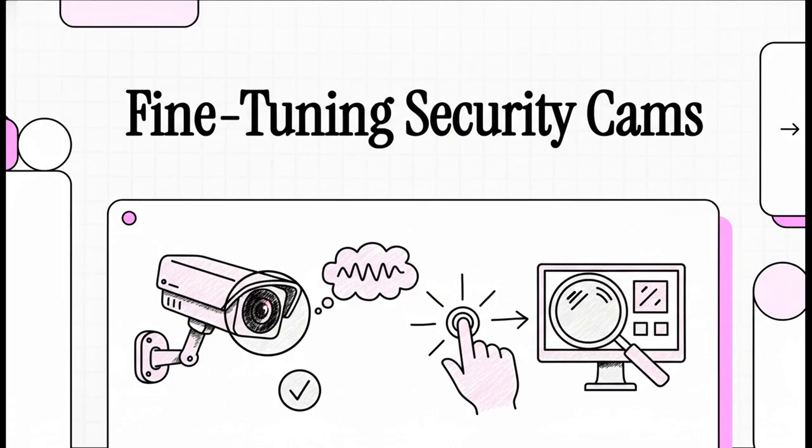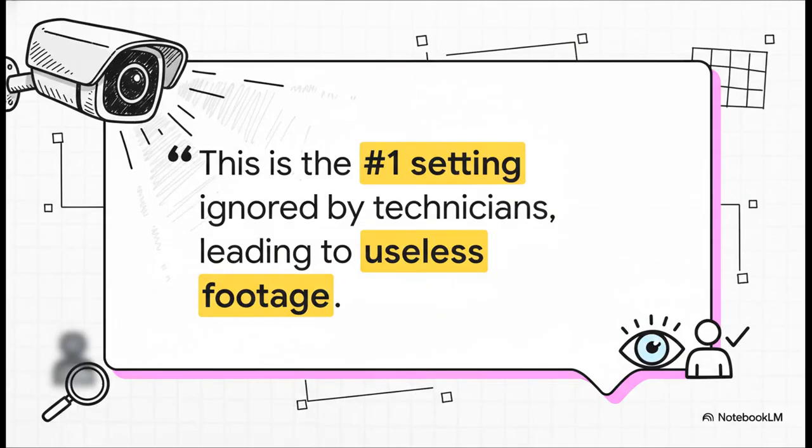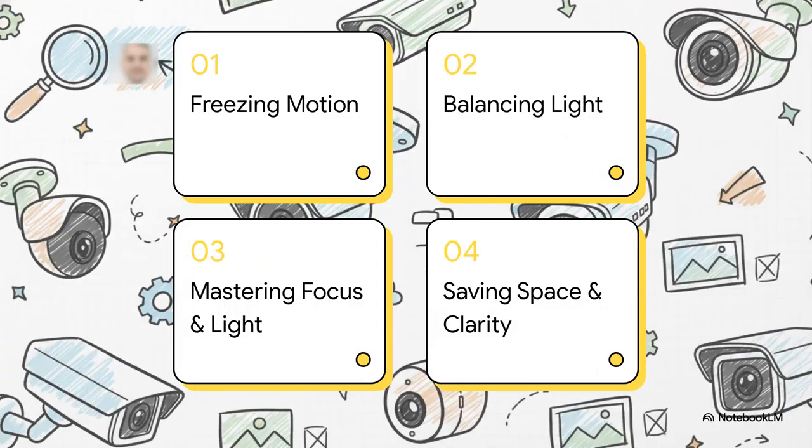In this explainer, we are going to walk through the exact settings you need to change to turn that garbage footage into evidence you can actually use. And here's the crazy part. Security experts will tell you it's almost never the camera's fault. The #1 reason for unusable footage isn't bad hardware. It's because the most basic fundamental configurations are just completely ignored during the setup. We're talking about the simple stuff here. So let's fix this once and for all.